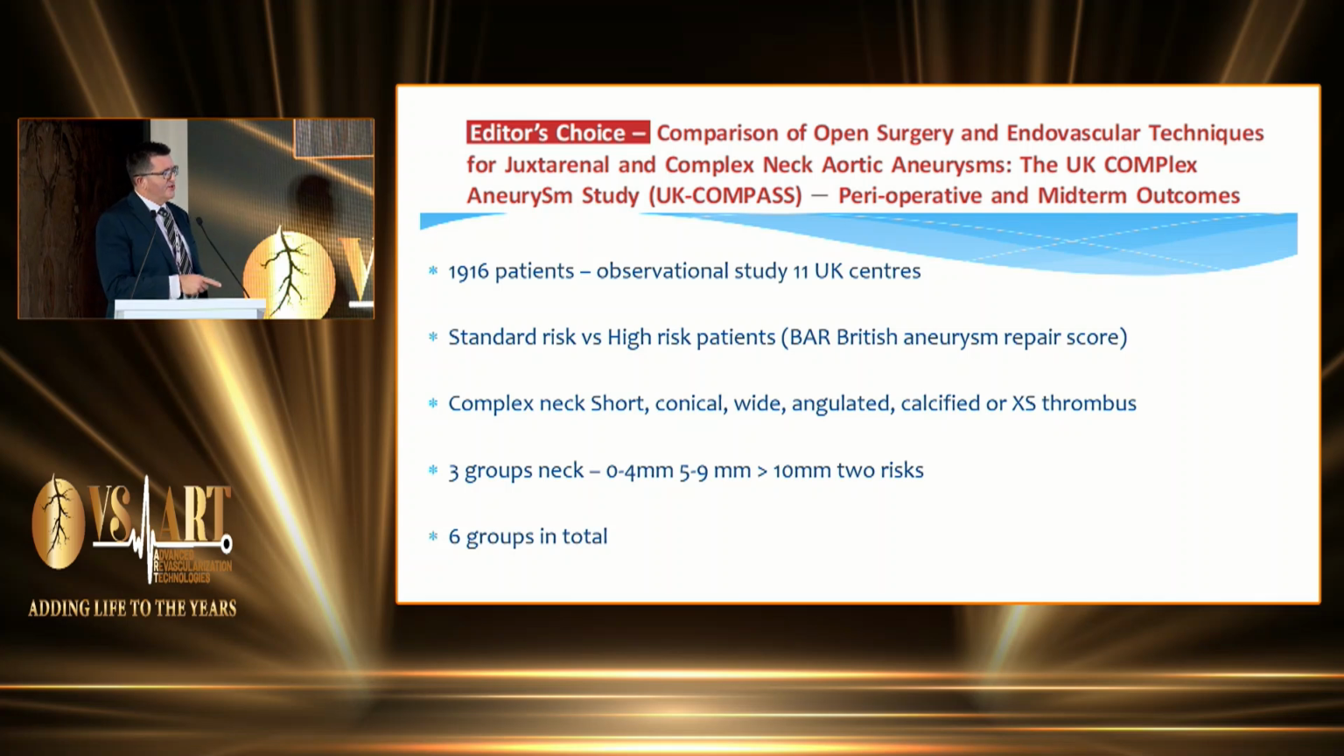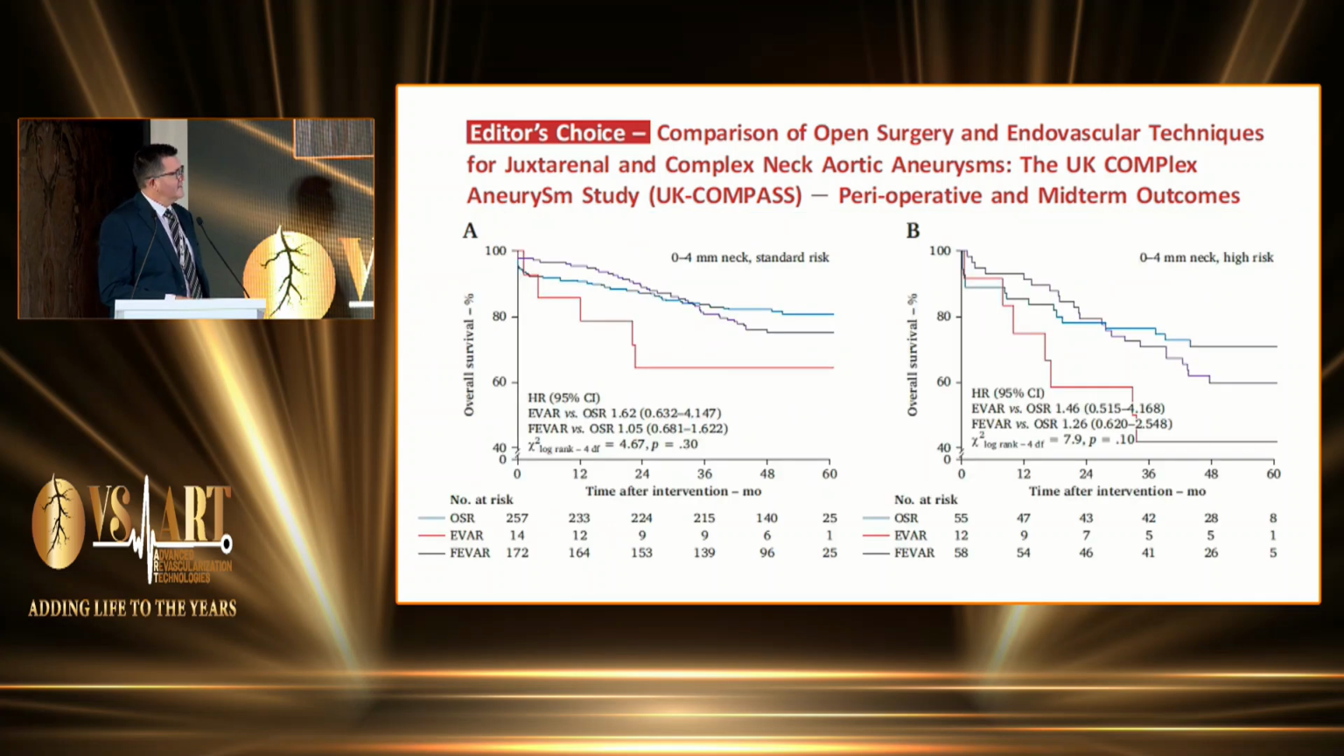Repair Score. So there are two arms to this, and then they looked at these complex necks and put them into three groups: the 0 to 4 millimeter group, the 5 to 9 millimeter group, and then the around 10 millimeter group. So you ended up with 6 groups in total. And they looked at the overall survival rate for these patients.